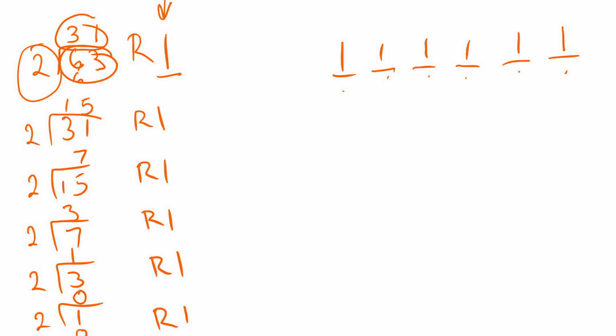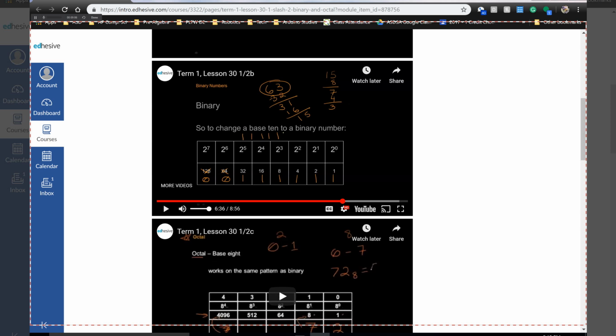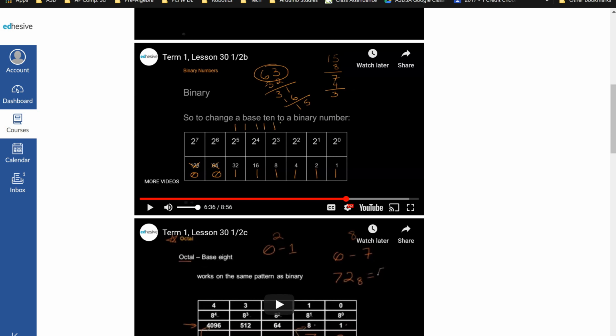Let's see, how many are there? 1, 2, 3, 4, 5, 6. And what do they get? They get the same thing. They have 1, 2, 3, 4, 5, 6 ones. But you can see that the way that they had to do it is a little bit convoluted. So I kind of like my way a little bit better.